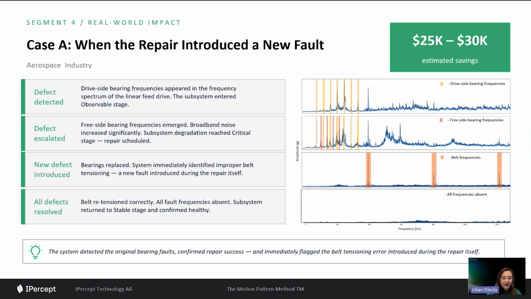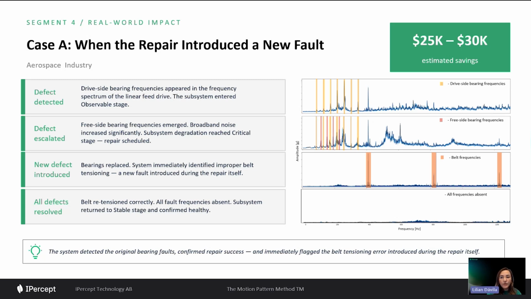However, now we have phase 3, and this is the one that I really want you to remember, because after the repair, everyone would have expected that the axis is in a brand new state. However, after the first test cycle, the system immediately flags improper belt tensioning. It turns out that a new fault was introduced during the repair itself. It was physically challenging for the technician to tension the belt properly, and the system flagged this immediately after the repair. This was, of course, communicated to the customer, and a follow-up repair was scheduled.